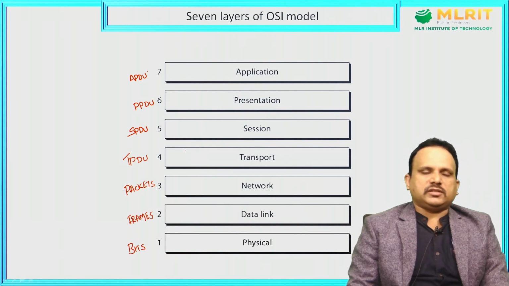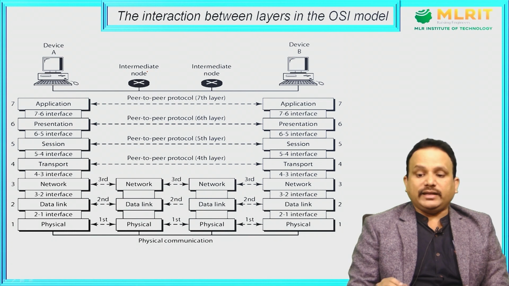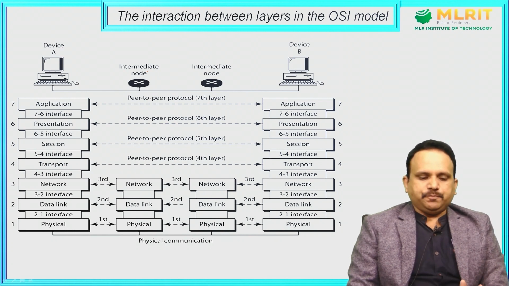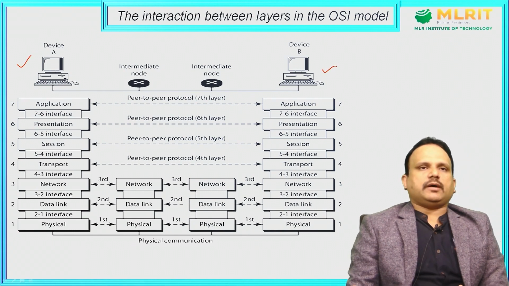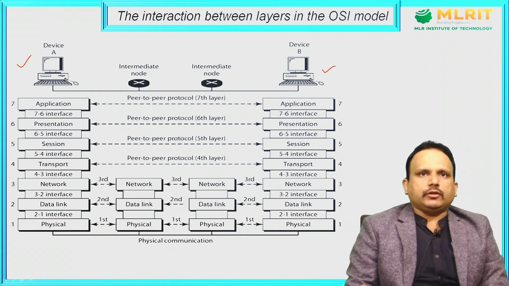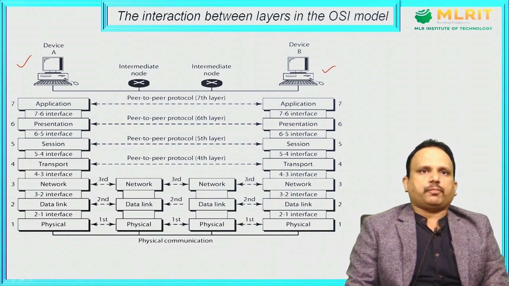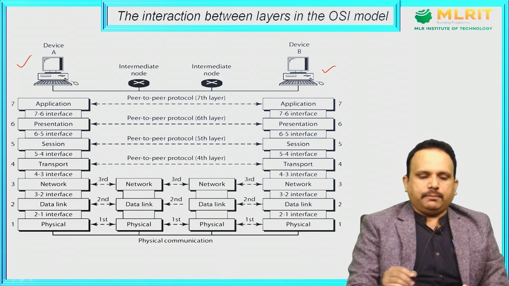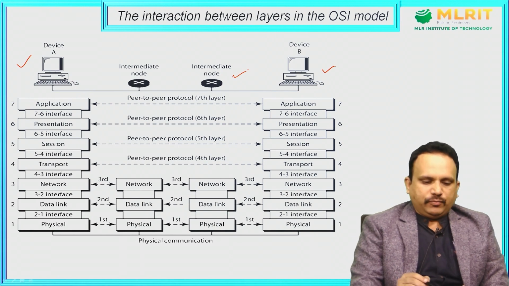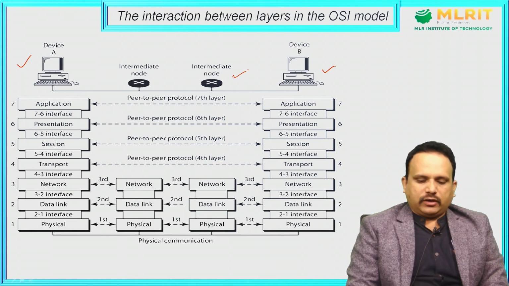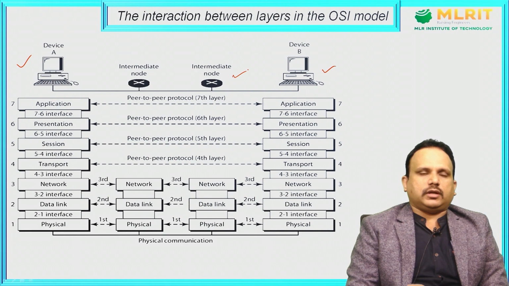Now we will see the architecture, how the interaction takes place between each and every layer. So for example, this is device A and this is device B. If you want to facilitate the communication between these two systems, how does this process happen internally? How each and every layer is responsible, we will see. Right? In between the two devices, we have intermediate nodes.